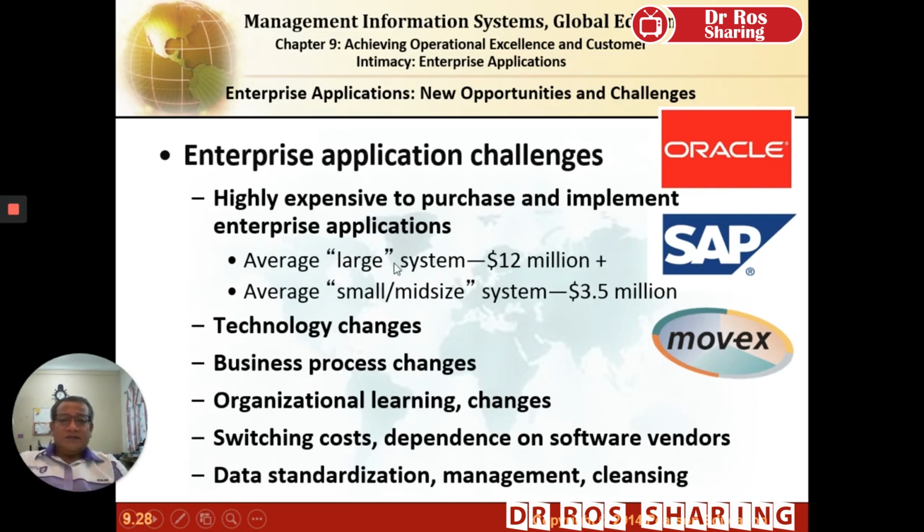And one large ERP system like SAP will cost around 12 million, and an average or mid-type system will cost the company around 3.5 million. So these are part of the big challenges of ERP systems in companies, because the cost is, I would say, quite expensive.